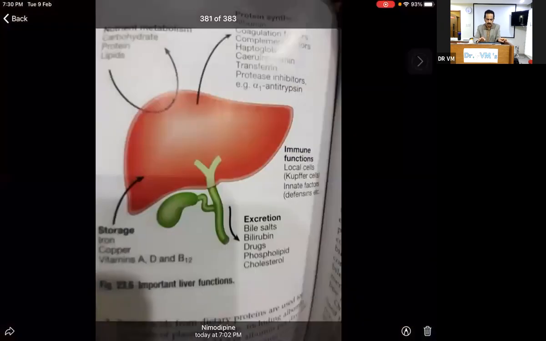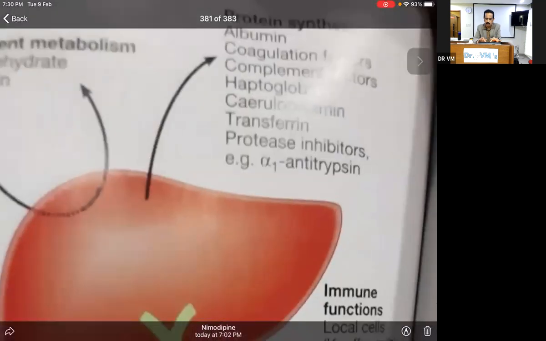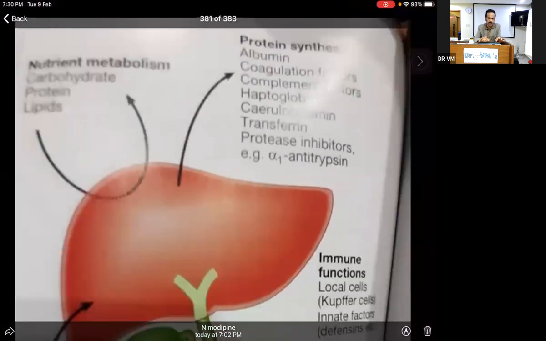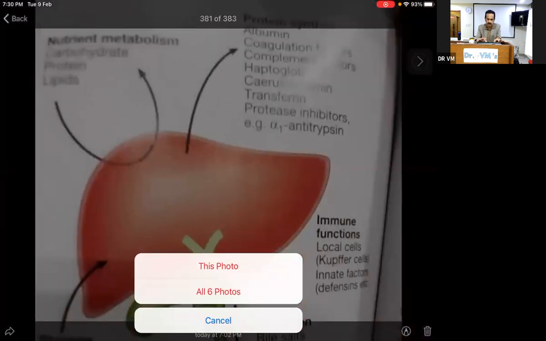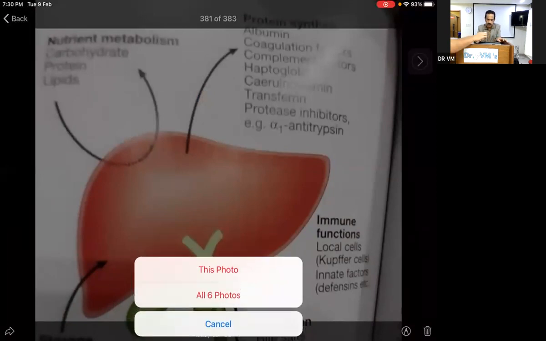These are the functions of the liver. Storage: it will store iron, copper, vitamin B12, A and D, and it will also function in immune function. And as I told, protein synthesis, coagulation factors, transferrins, haptoglobins, and nutrient metabolism, carbohydrate, protein, and lipid metabolism also take place in the liver. And these are the general functions of the liver.